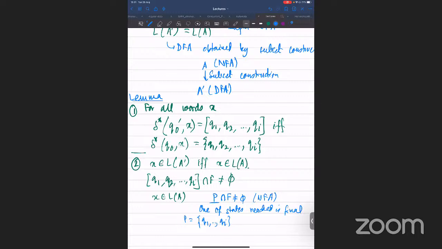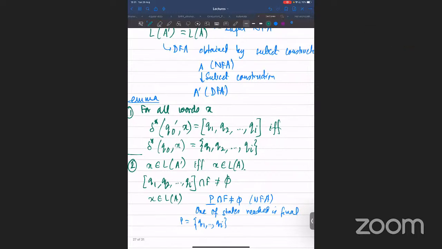What about the first part? How would you prove this? The first part, you would prove using induction. Induction on what? Induct on the length of X. Good. So we will prove this using induction on the length of X. In the first class, I think we mentioned this is the notation we are going to use.